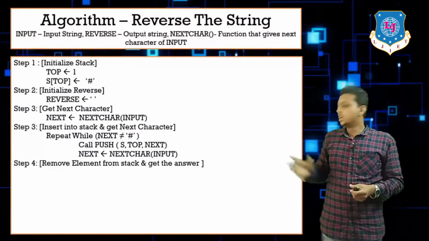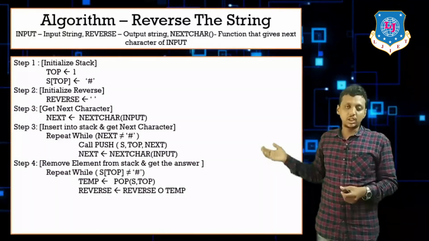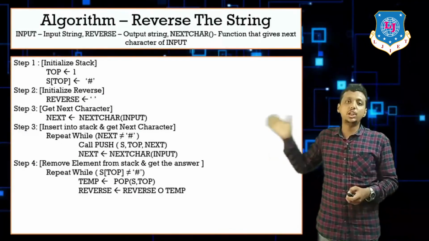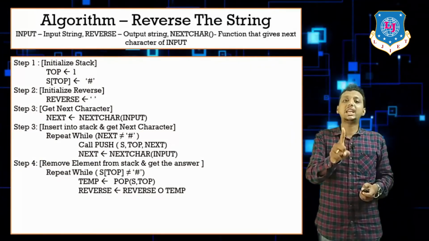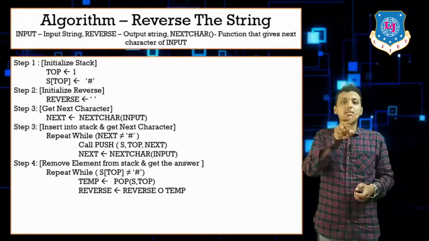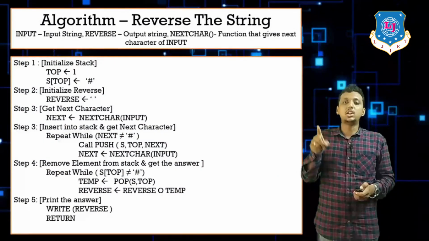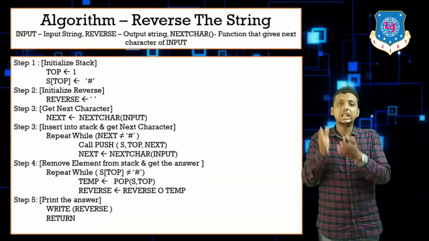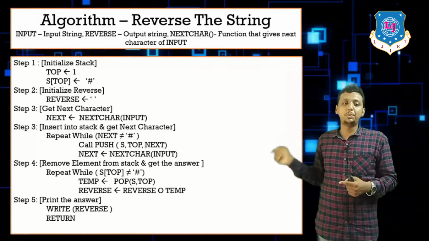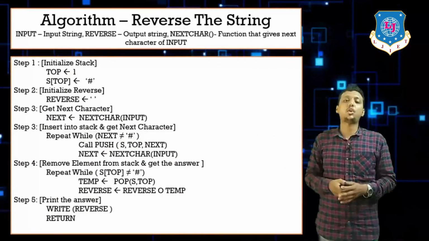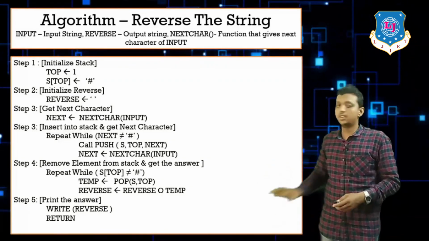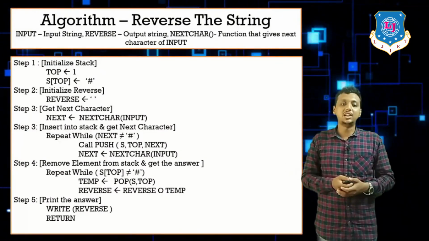We just need to remove the elements from the stack, so for that we apply the pop operation. Pop s comma top stores into temp. So in temp first we get A, concatenate with reverse, so reverse becomes A. Next we get A, T, A, D. In similar steps, this loop goes on until s of top becomes hash, and we get our answer. The final thing is to write the reverse answer. Isn't it easy, students?